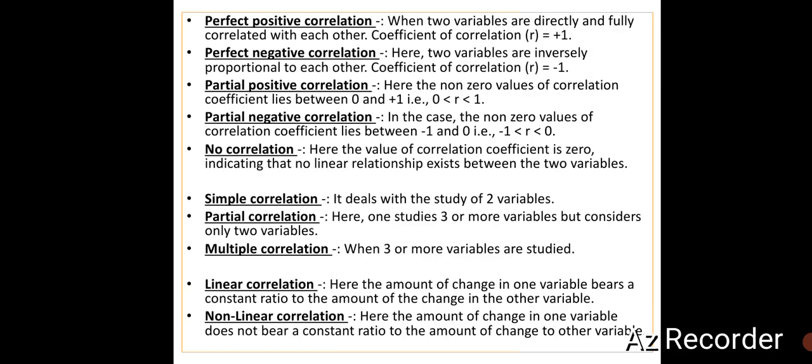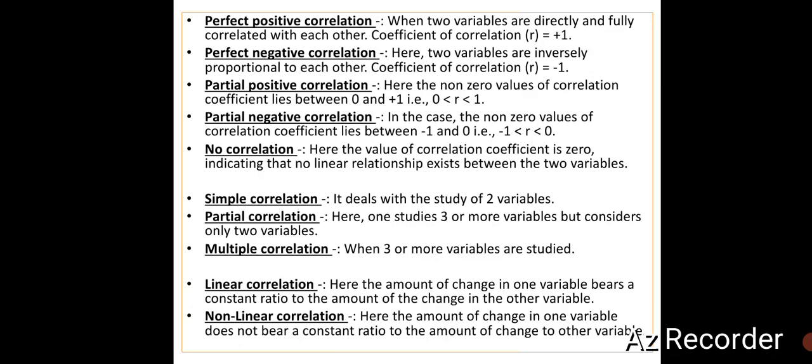Now, when we go for simple correlation, it deals with two variables. When we find correlation between two variables, it is simple correlation. Now, partial correlation: here we consider three or more variables, but the relation should be found between two variables only. Now, multiple correlation: when we find correlation among three or more variables, then it is multiple correlation.